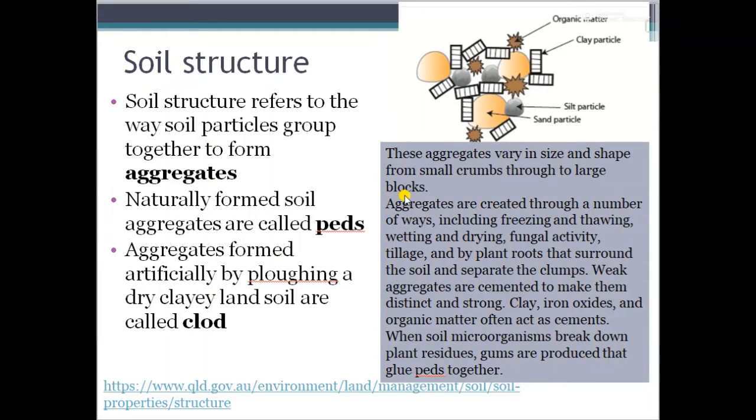And you can see, other than various methods like plowing and all that, we can also have various natural techniques like freezing, thawing, wetting, drying, as well as fungal activity. You can find aggregates of the soil.